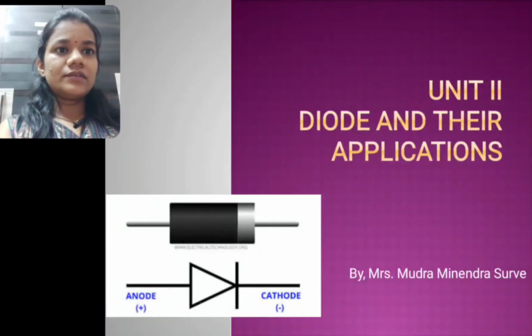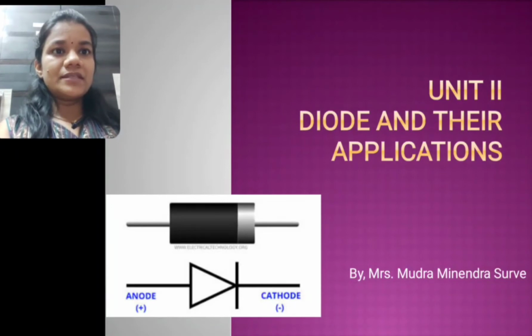Hello everyone, this is Mudra Surve and we are going to start our unit 2 in basic electronics, that is diode and their applications. So in this chapter we are going to see what is meant by diode, then what are the applications of diode, then working of PN junction diode, we are going to see about the light emitting diode, then various types of filters, rectifiers. So these are the applications. So we will start now.